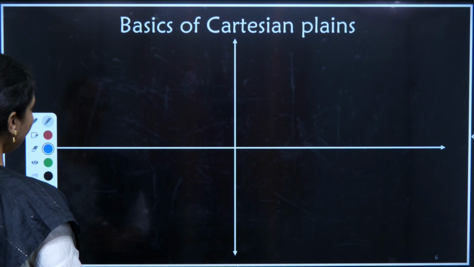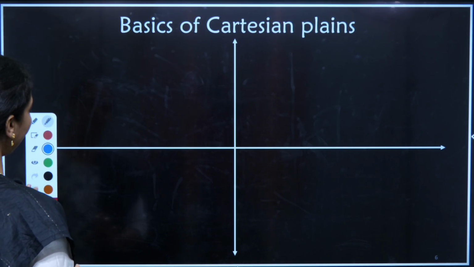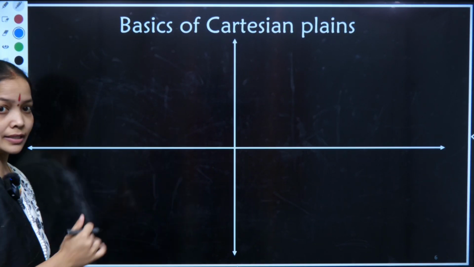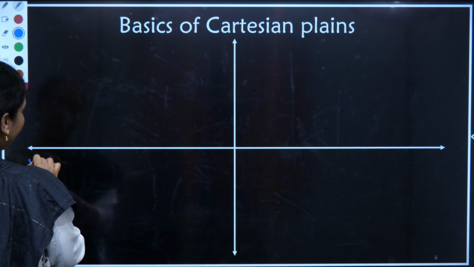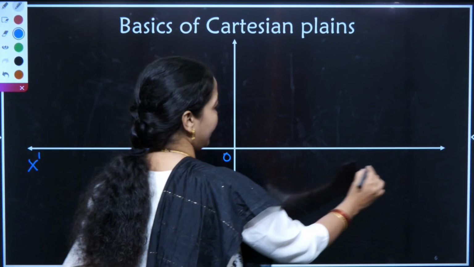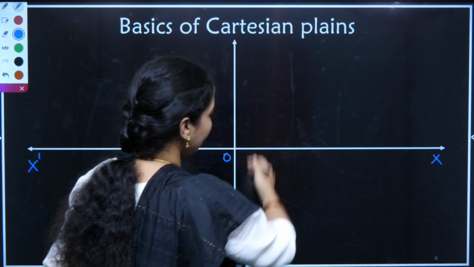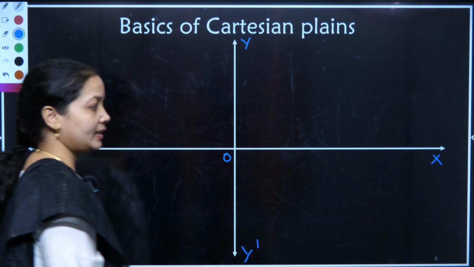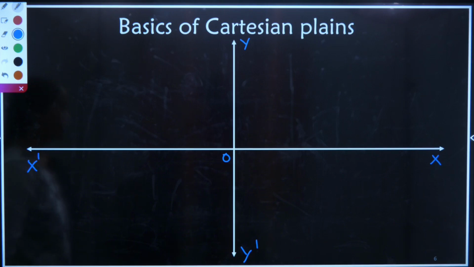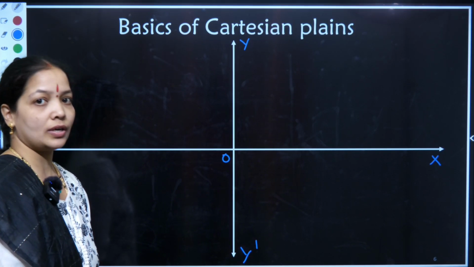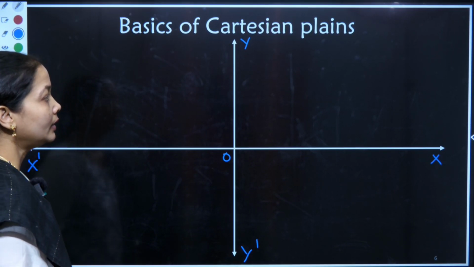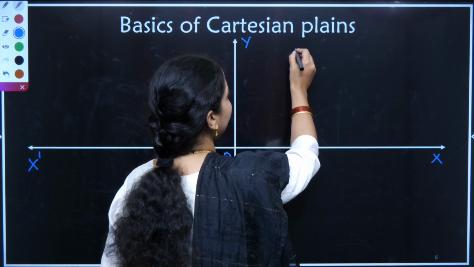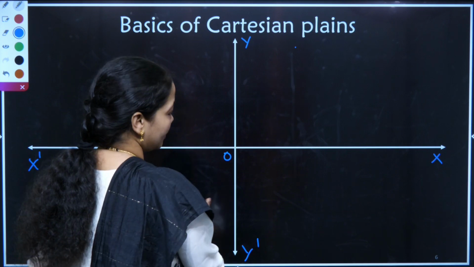When we have two axes perpendicular to each other on the screen, then we say it is a Cartesian plane. This will be my x' O x, and the vertical will be my y O y'. Two axes perpendicular to each other at a point is called a Cartesian plane. Now, if I look at this Cartesian plane, it is basically divided into 4 different parts.